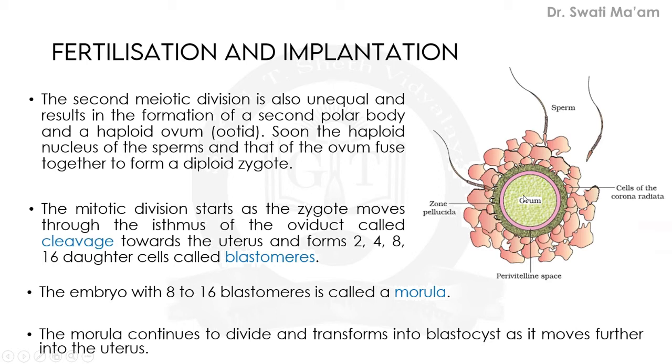So certain changes occur, and as soon as the sperm nucleus mixes with the ovum, zygote formation takes place. The mitotic division starts as the zygote moves through the isthmus of the oviduct, and this process is known as cleavage. Further development starts with this process known as cleavage, and it forms a two-celled stage, then 4, 8, 16 daughter cells, because mitosis takes place here.